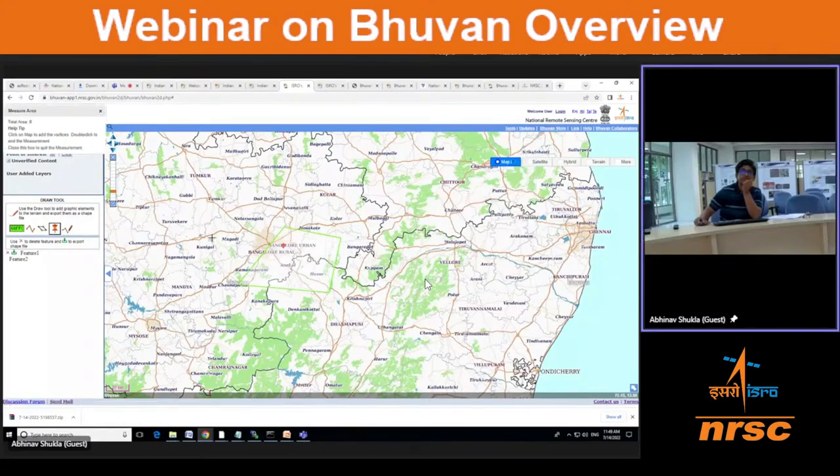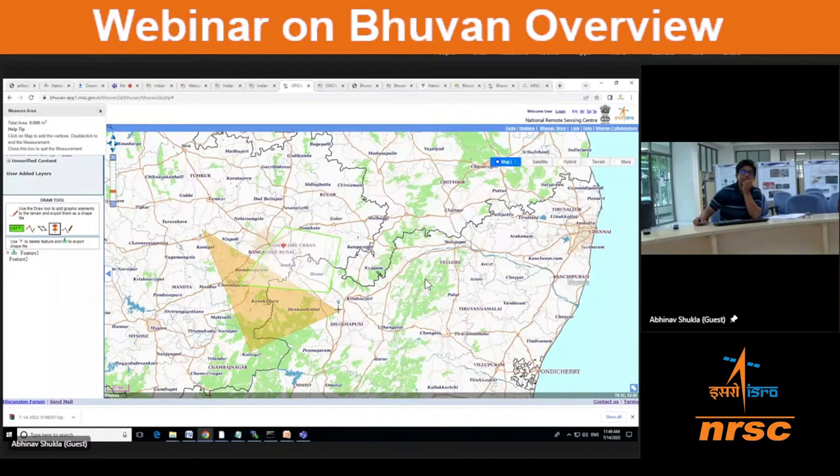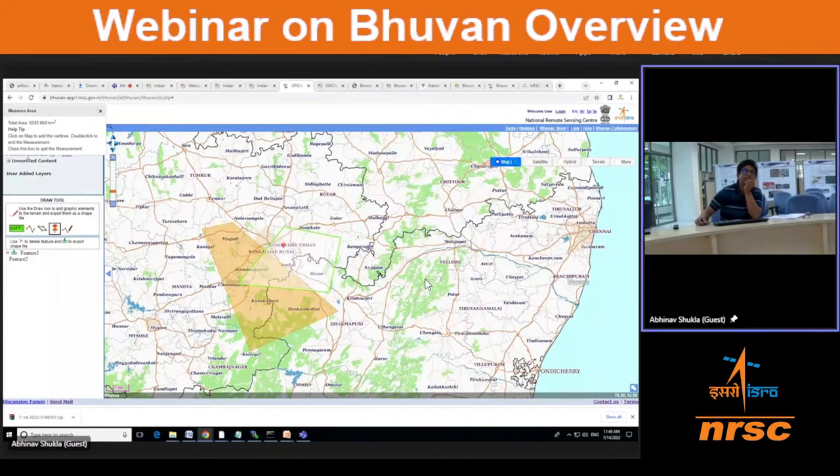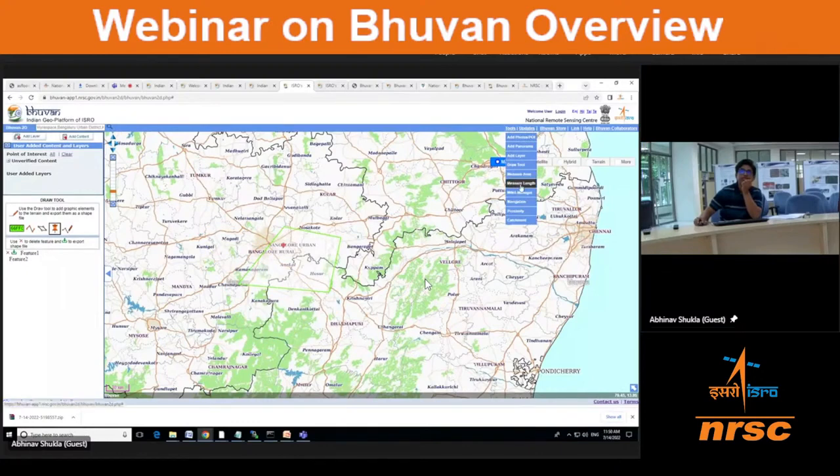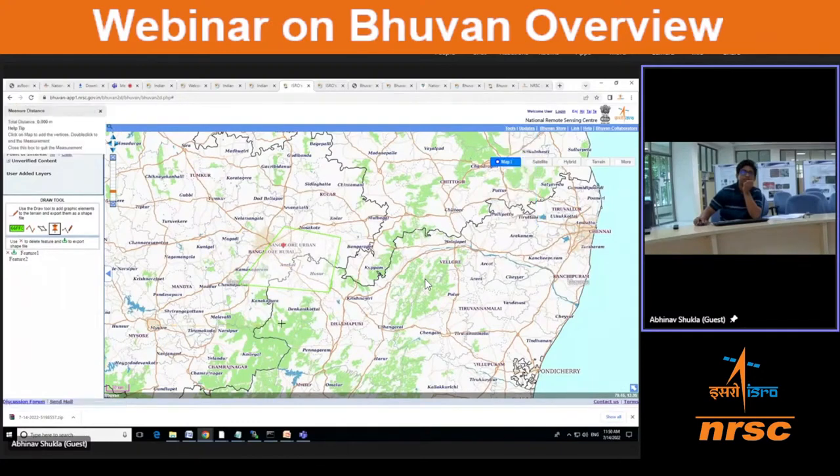Next, measure area. We can measure distance like this. We'll get the area here. Like, the total area is this much. So using this tool, we can measure the area of anything on the map. And we have a measure distance also, measure length. Suppose I want to measure the distance from this to this, I will get the distance like this, this many kilometers.